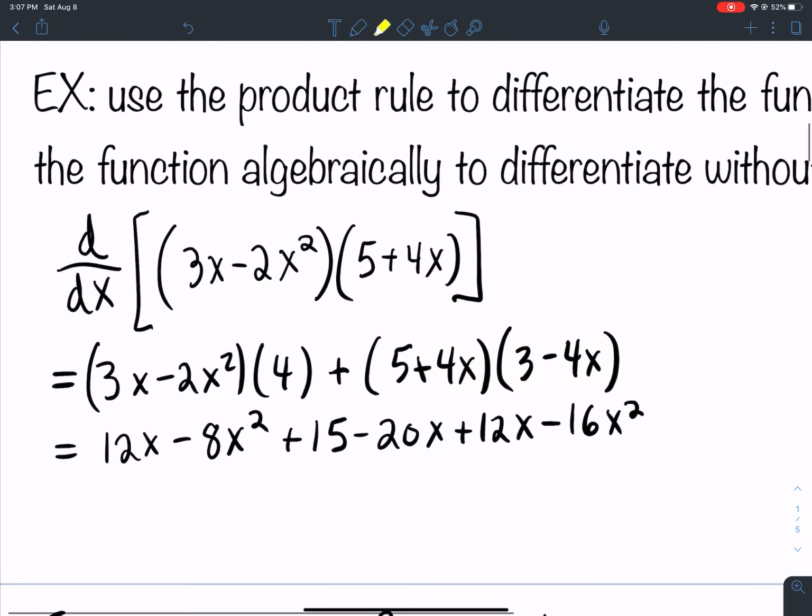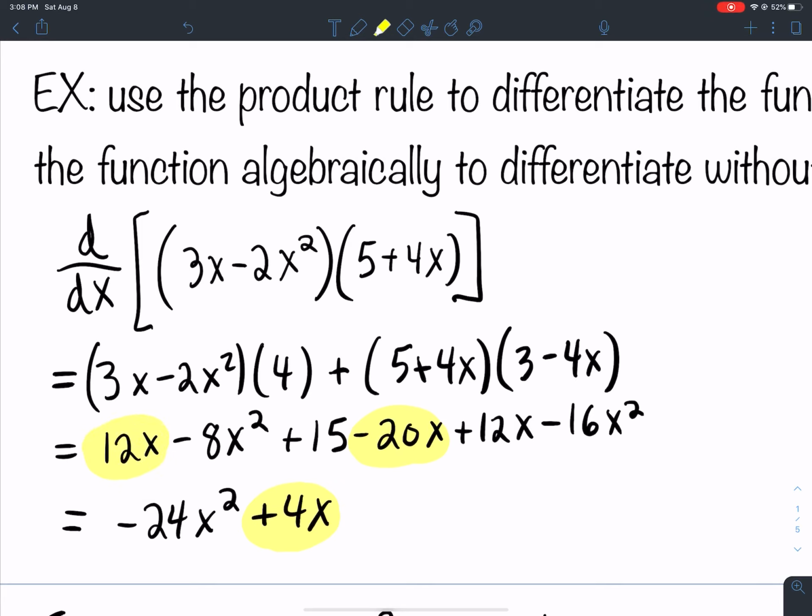Okay, so I'm going to collect like terms here. I have negative 24x squared total because that's negative 8x squared, and negative 16x squared makes negative 24x squared. Next, I have 4x because whenever I combine all these x's here, those add up to 4x. And then there's only one constant, 15. So it's plus 15 there. So that's my final answer here using the product rule.